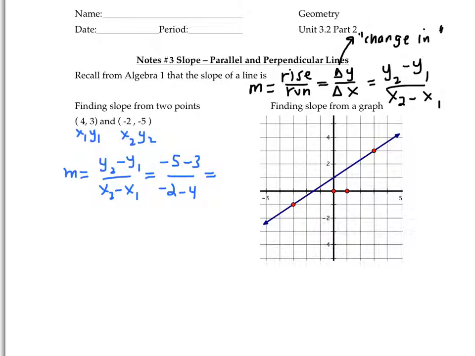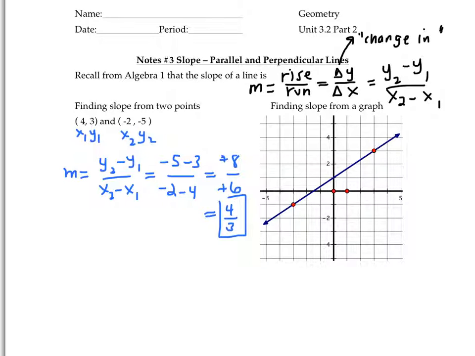Negative 5 minus 3 gives us negative 8 in the numerator. Negative 2 minus 4 is negative 6, and we need to reduce that. Well, negative divided by a negative becomes positive, and 8 and 6 are both divisible by 2, so when we simplify it, it becomes 4/3.